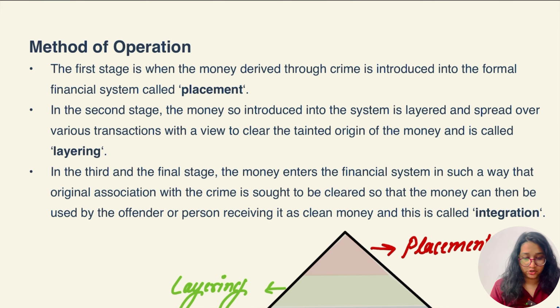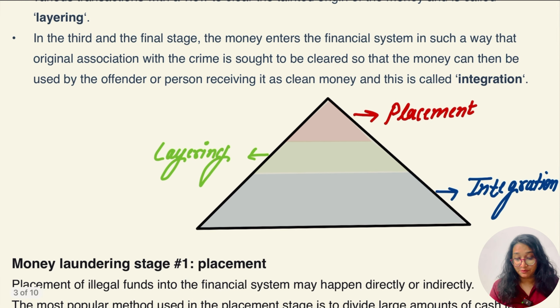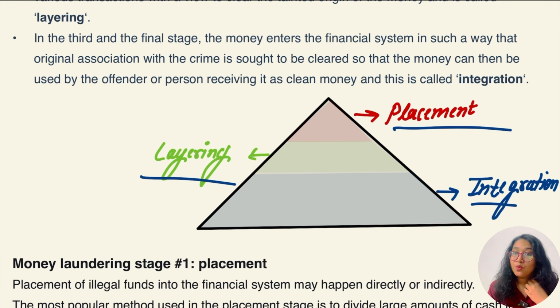Method of operation. Now we are going to discuss the three steps of money laundering. There are three steps involved: first is placement, second is layering and third is integration. Before going further, let me tell you a simple example.